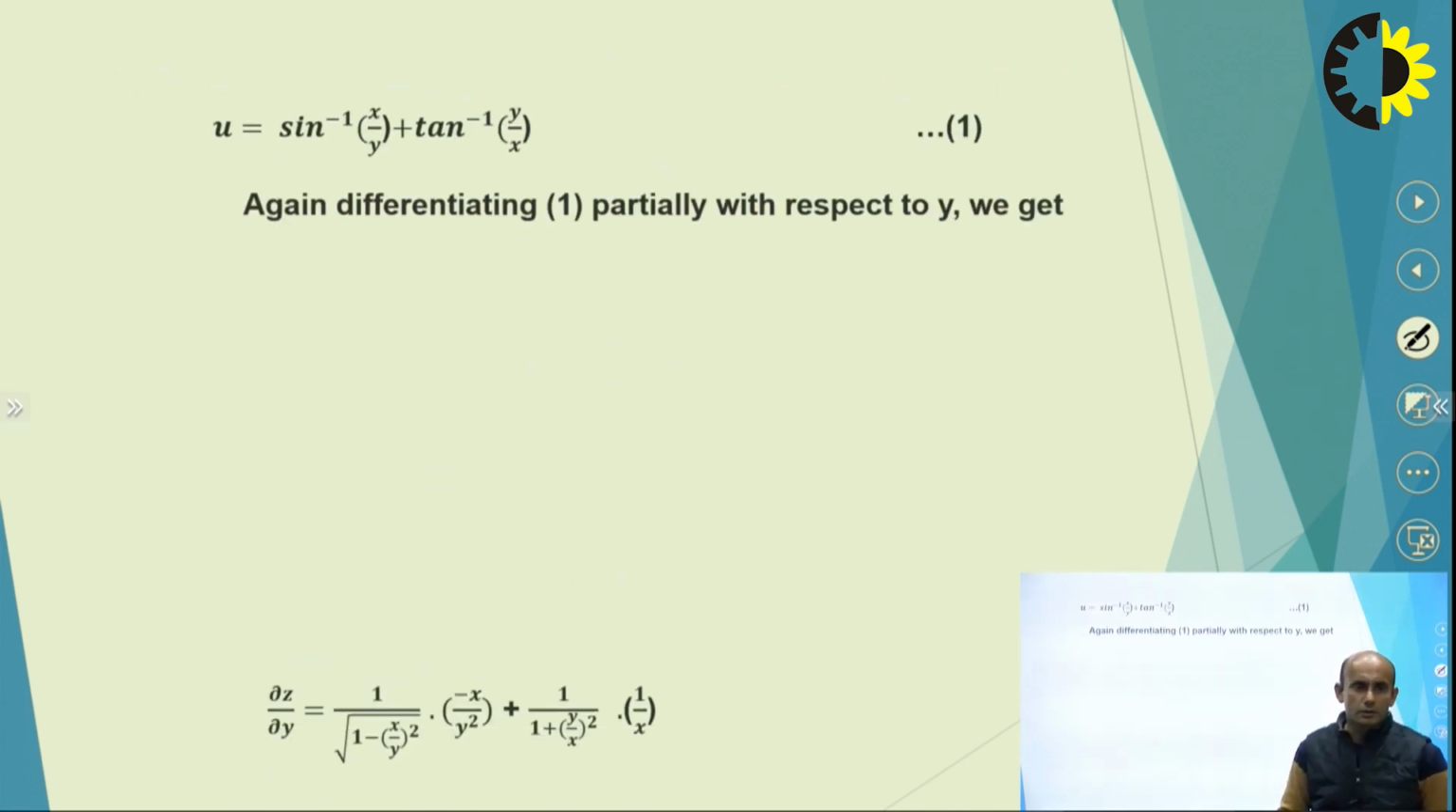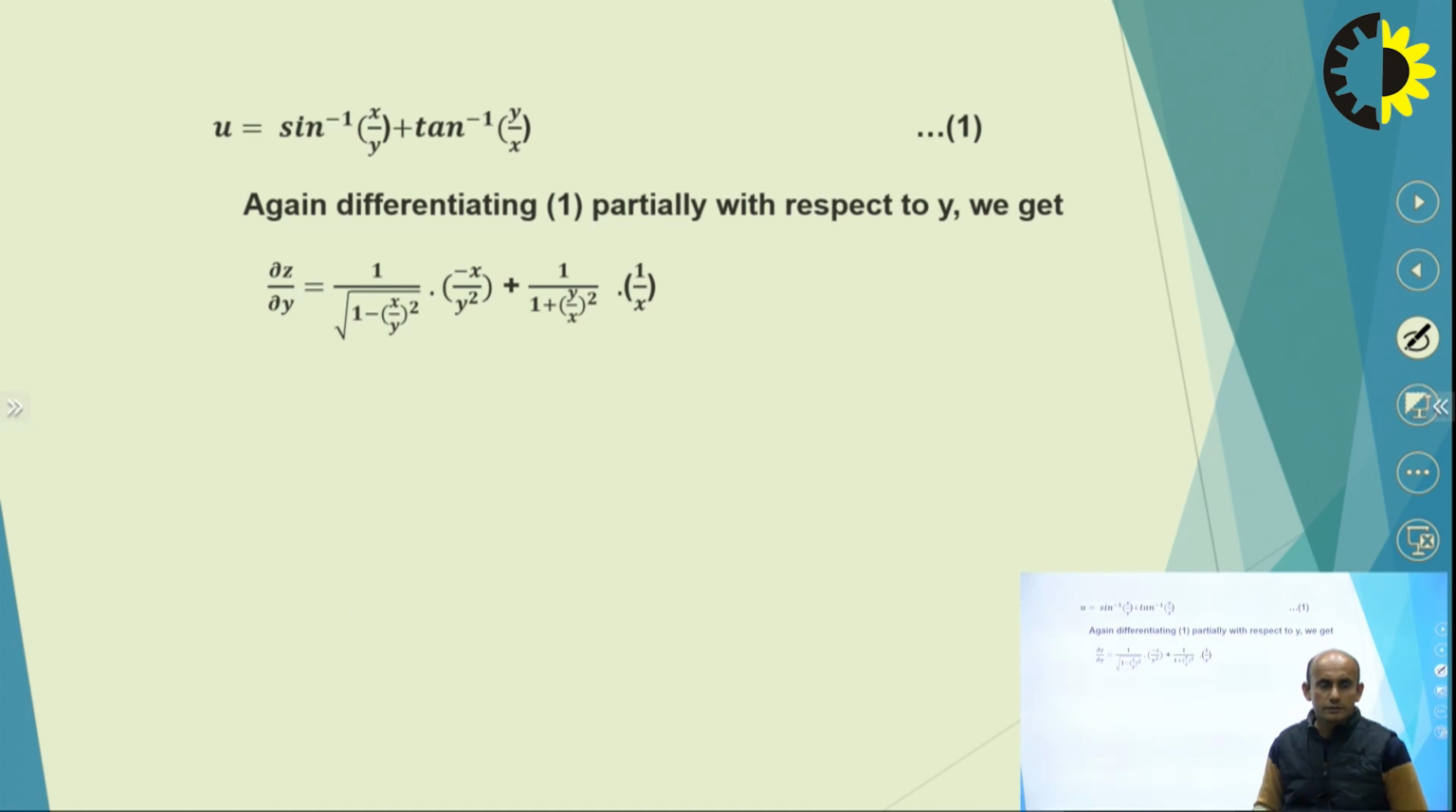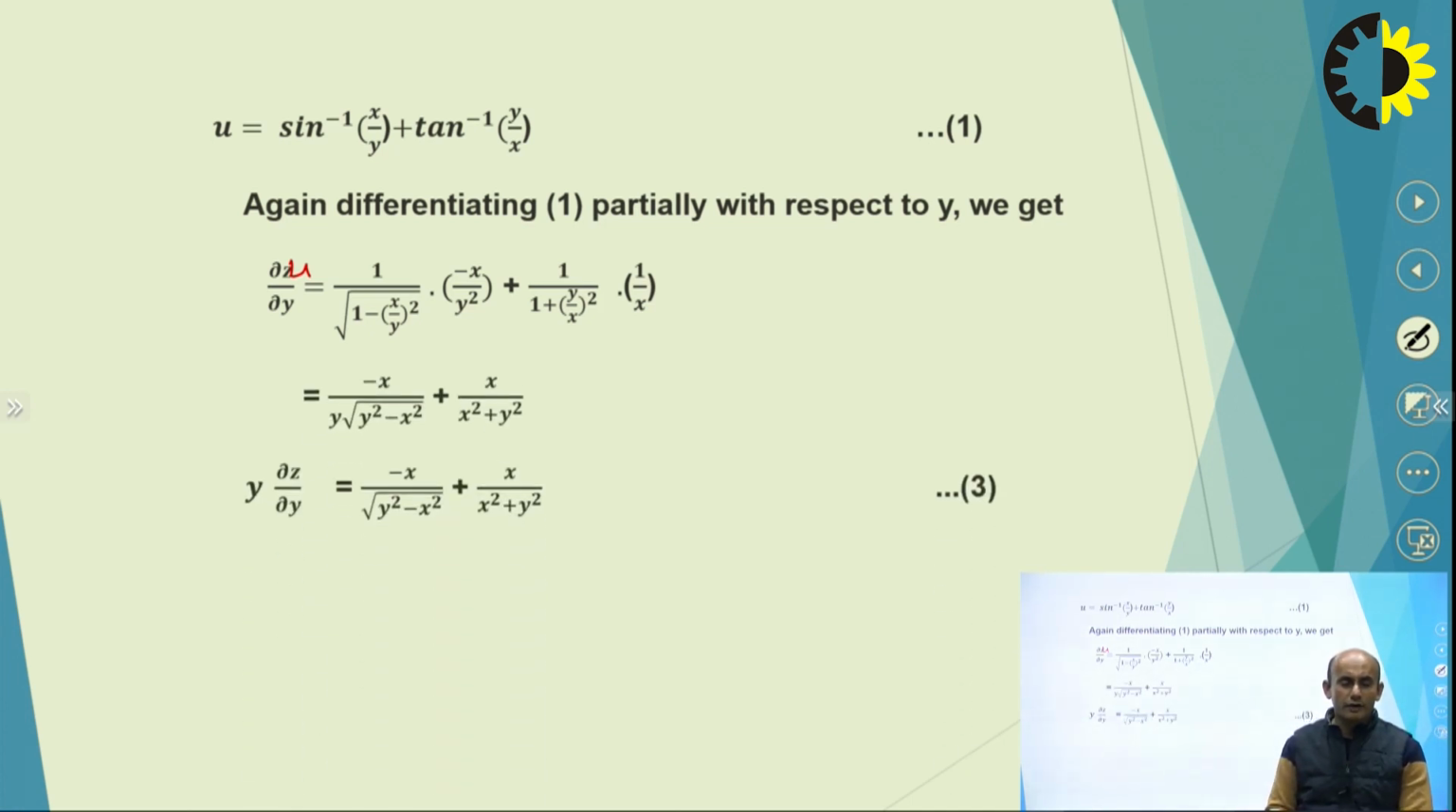And similarly the value of ∂u/∂y, we have this one as u actually. This is ∂u/∂y, which is 1 upon root 1 minus x square upon y square into minus x upon y square, and plus 1 upon 1 plus y square upon x square into 1 upon x. So this is the value of ∂u/∂y, and we have to find y ∂u/∂y here.